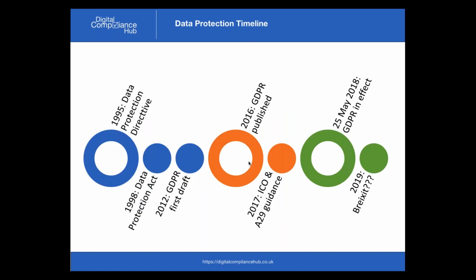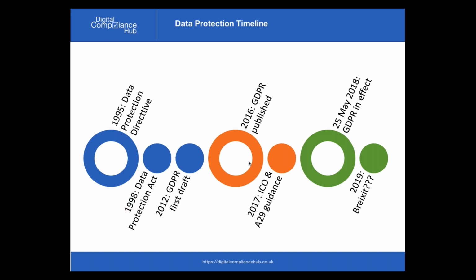So where are we right now? Well, as I said, we've got the Data Protection Act, came into force in 1998 on the back of a European directive, the Data Protection Directive. Because it was a directive, it was implemented in member states as a law.